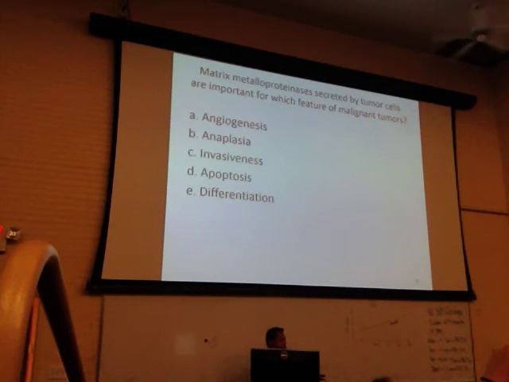So here's a question for you. Kind of gearing up for the exam in a couple of weeks. Matrix metalloproteases. MMPs is the abbreviation. They're secreted by tumor cells and they're important for which feature of malignant tumors? Angiogenesis, anaplasia, invasiveness, apoptosis, or differentiation. I like invasiveness the best.